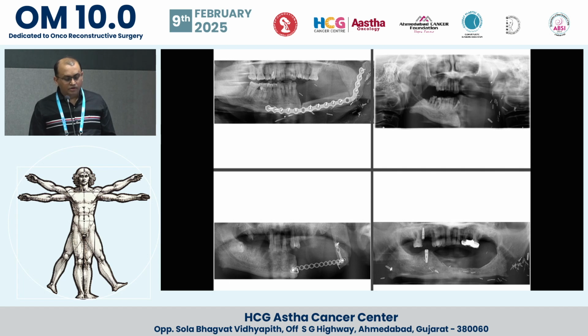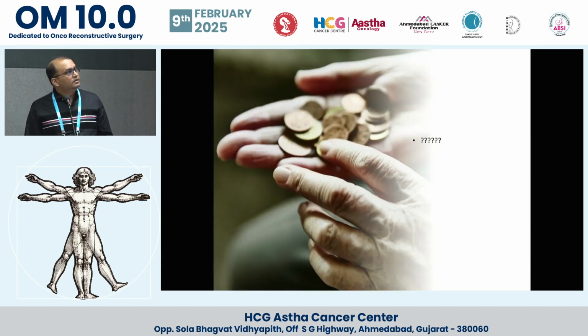Radiographically also we see there is less bone height available. Sometimes there is no mandible or maxilla, so there is a lot of deviation. Marginal mandibulectomy is done, so height of the bone is less, nerve is interfering. Last but not the least, the cost factor.